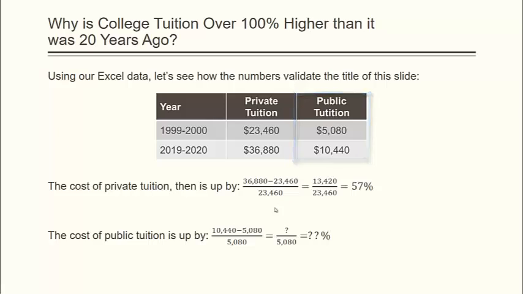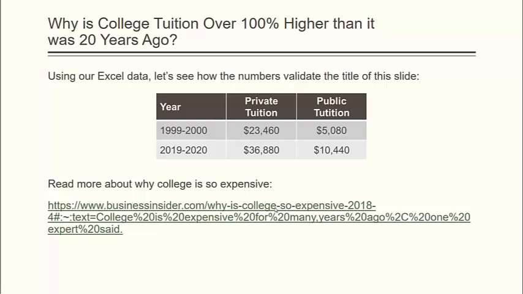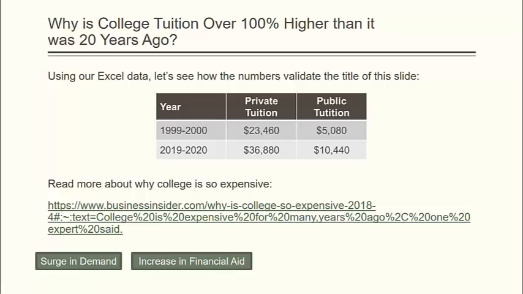Okay, now if you're curious about the why, so hopefully that validates what I'm saying, but what is the why? Why is college so much more expensive? So there's a nice link to an article here if you're curious and want to read more. But some of the things that have come into play are things like a surge in demand, that more students are wanting to go to college, an increase in financial aid, and colleges taking advantage of that, knowing that students have more opportunity for financial aid and therefore feel validated in raising their college costs.